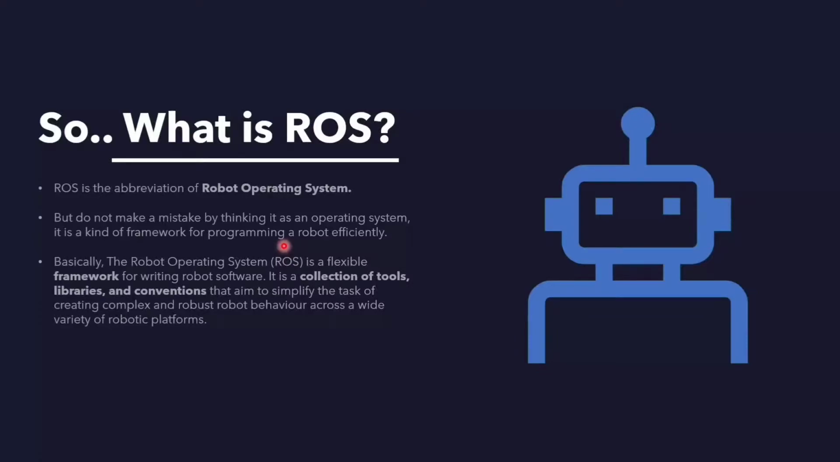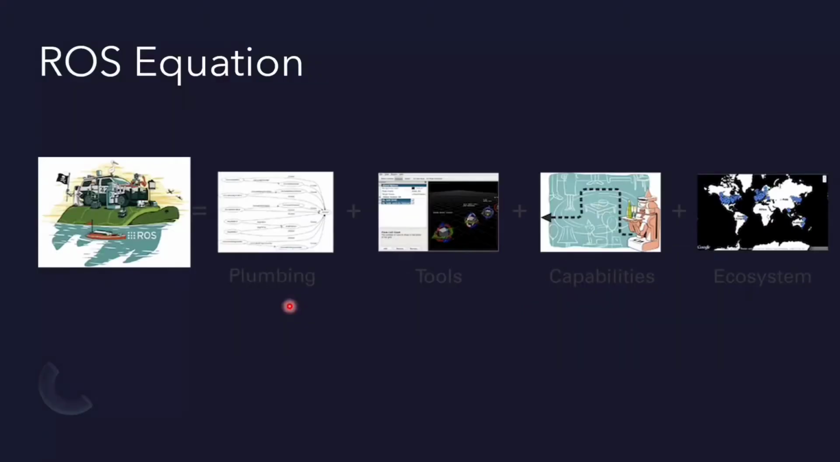So what is ROS? Basically, ROS is a framework which gives you a lot of tools and libraries and a convention for developing robot software. Many of you who are watching these videos, I guess already know what ROS is. So I'm not going to talk about it much and I'll jump ahead to my next slide.